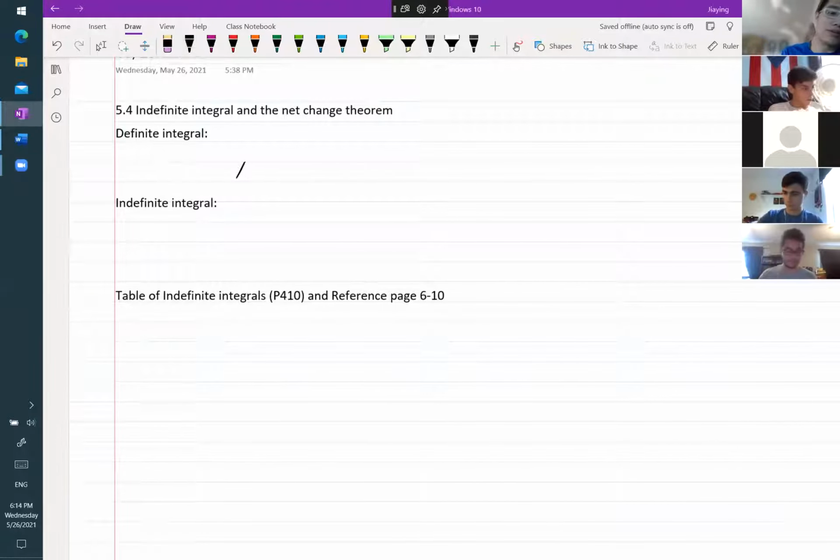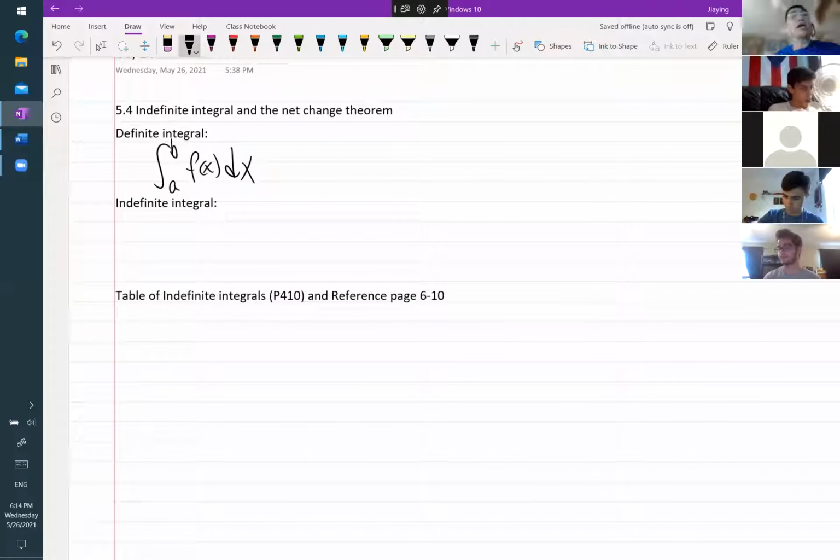So a definite integral is in the form of the integral from a to b of f of x dx, where a and b are constants. This integral with the lower and upper bound, we call a definite integral, as when we evaluate it, we always end up with a number.